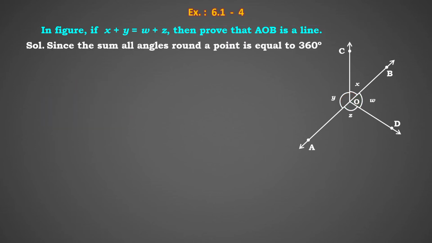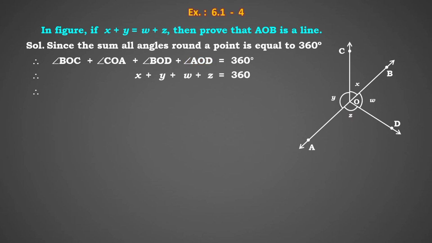Solution. Since the sum of all angles around a point is equal to 360 degree, therefore angle BOC plus angle COA plus angle BOD plus angle AOD equal to 360 degree. Therefore, x plus y plus w plus z equal to 360 degree.